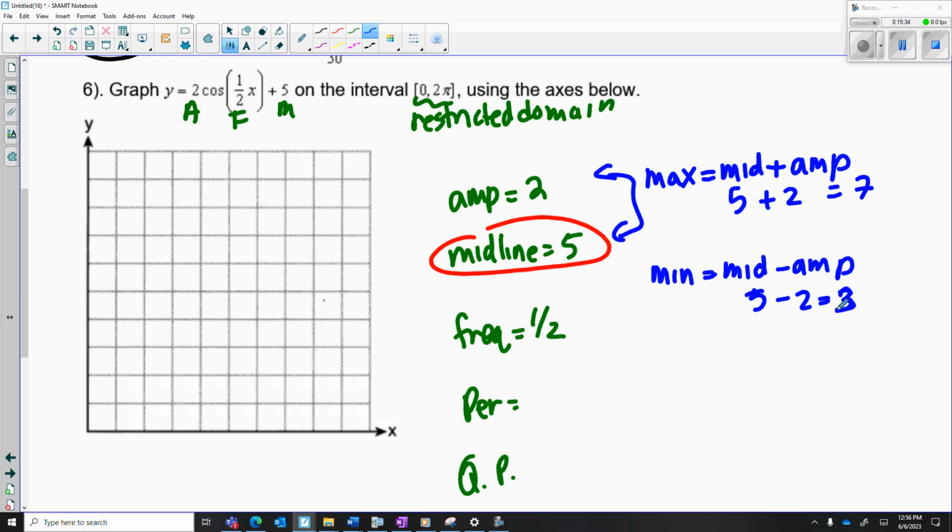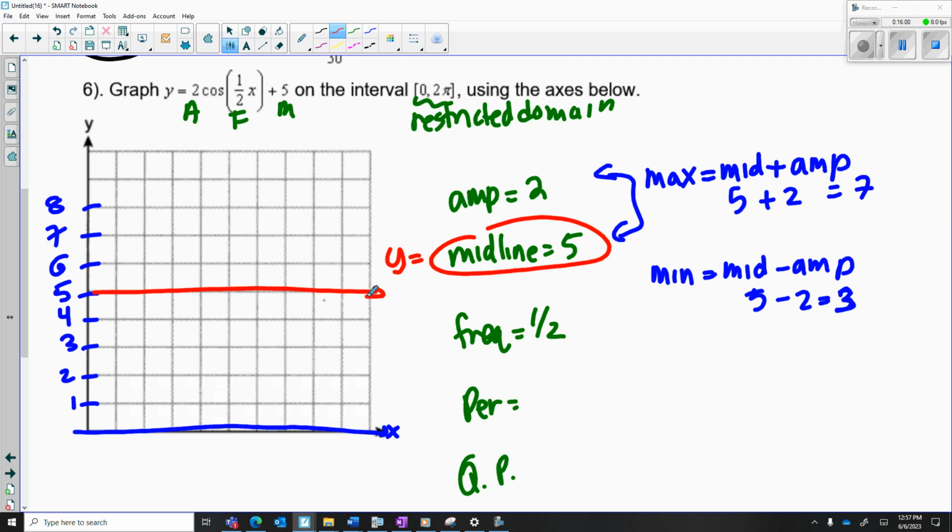Why did I do this first? Because I want to make sure that I'm counting by the right amount. This is the x-axis here labeled, so that's nice of them. I would recommend always graphing these in pencil. If we count by ones, let's see if we have enough room on the y-axis for everything we need. Oh, it looks like we do. So go to your y equals 5, which is my midline, and we're going to just sketch it out. Maybe use a dotted line here. All right, that's our midline.